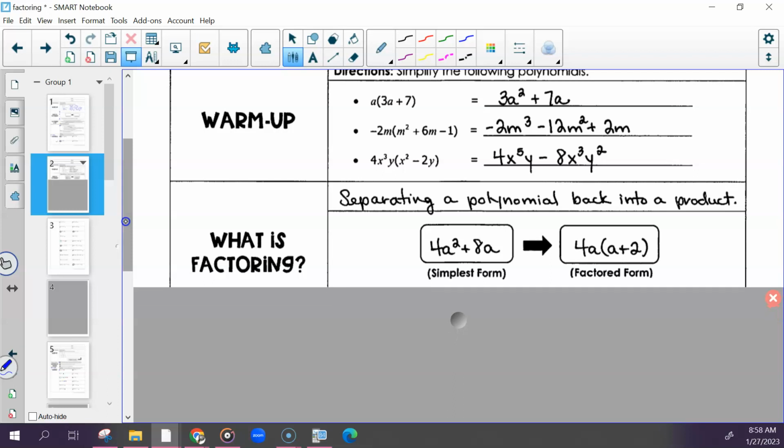So this is describing what factoring is. Separating a polynomial, which is an expression that has exponents and variables, back into a product. And then I'm going to explain how this works. So in the first one it says 4a squared plus 8a. The second one says 4a, and then in parentheses a plus 2.